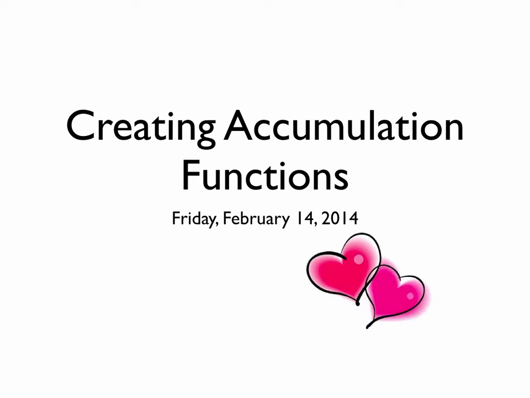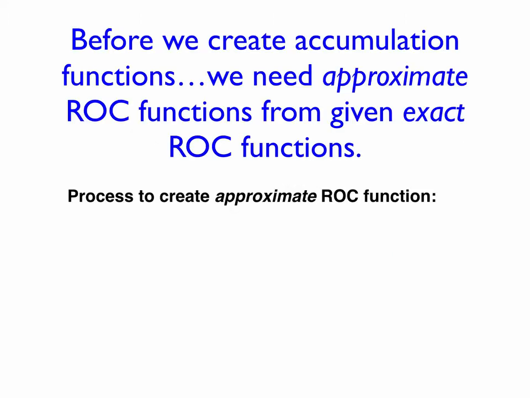Okay? Now, the thing is, though, that we're not always given a constant rate of change relationship, right? So what do we do in that scenario? And that's the process that we're trying to dig into this week, okay? So before we can create accumulation functions from any exact rate of change function, right, which might be a varying function, what we can do is create an approximate rate of change function, okay?